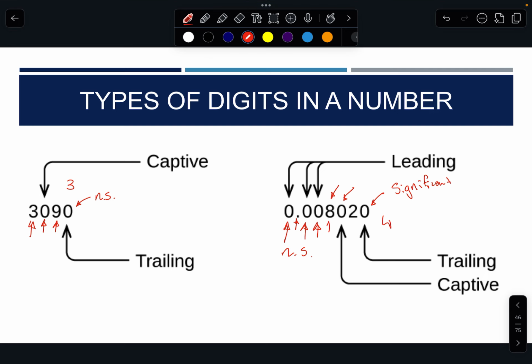We have the non-zero numbers, 1, 2. We have the captive number here, and we have the trailing zero after a decimal place, so that would be 4 sig figs.